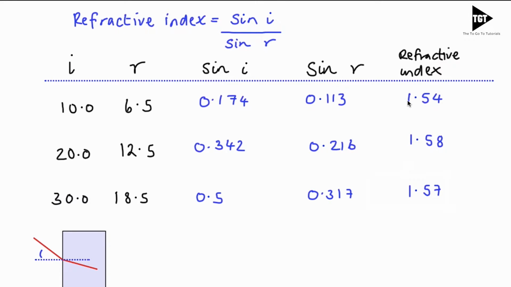If I was out by half a degree there on my protractor, I would get a slightly different value of sine r. So they're not always the same, but if we work out the mean, and that's just adding them up and dividing by 3, we get a value that's rounded up to 1.56. So the refractive index for this material, this glass, is 1.56.